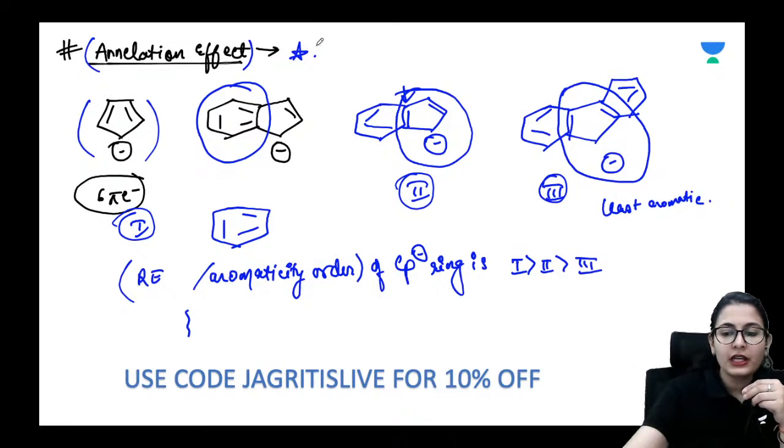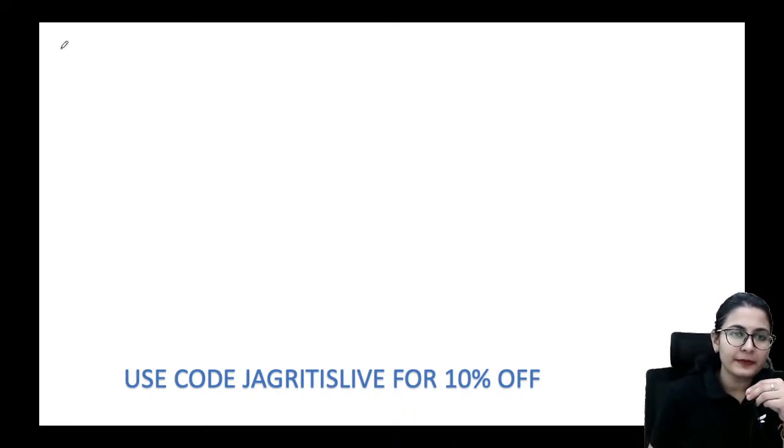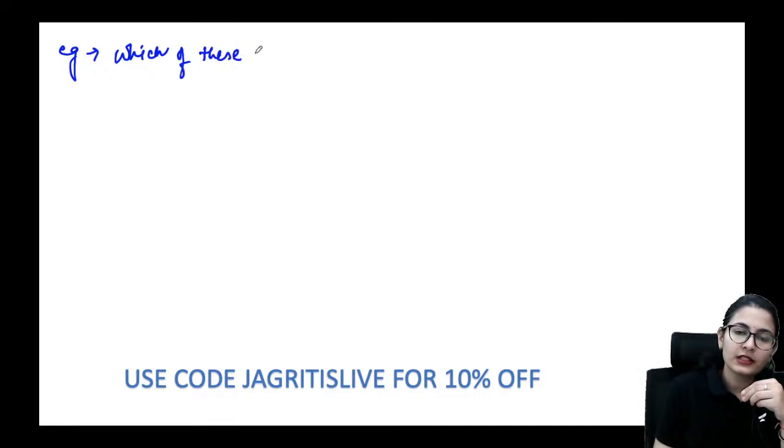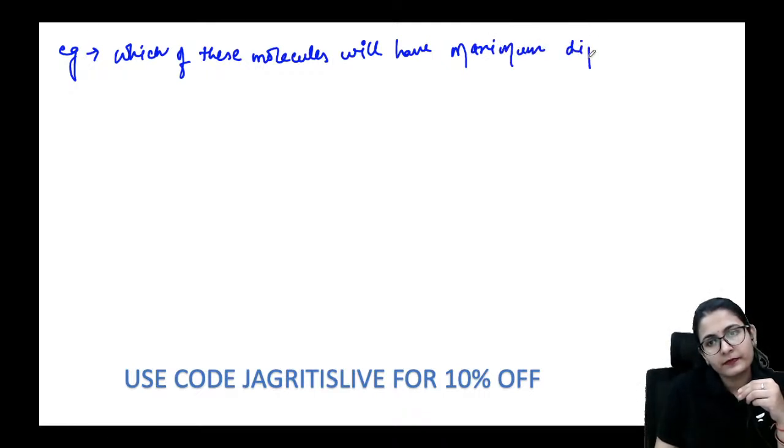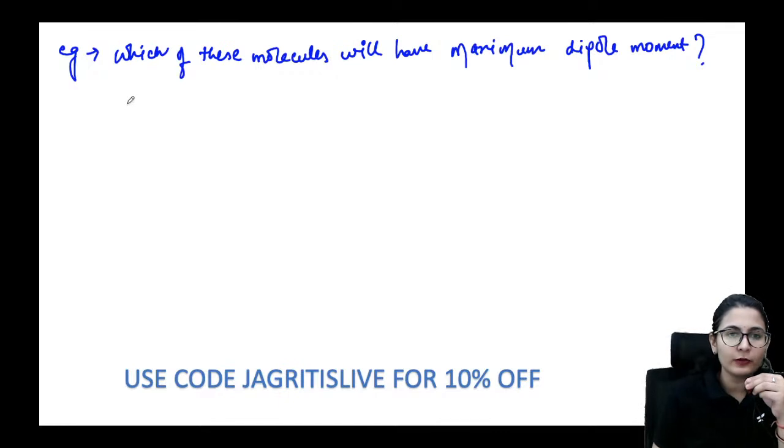All right, so now the example I'm going to ask you is on a different concept. It is based on the dipole moment. So I ask you, which of these molecules will have the maximum dipole moment? Which of the following molecules is going to have the maximum dipole moment?